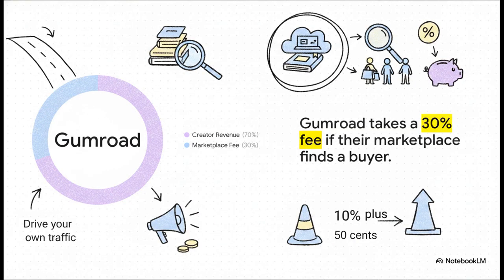Now, you might be thinking, what's the catch? Let's talk about how Gumroad actually makes its money, because the transparency here is fantastic. If you drive your own traffic to your Gumroad link, the fee is super low, just 10% plus 50 cents per transaction. However, Gumroad also has this awesome built-in Discover marketplace, where users are actively searching for ebooks and courses. If their algorithm finds a buyer for you that you never would have found on your own, Gumroad takes a 30% fee, leaving you with 70%. It's a completely performance-based system, which is a total win-win.